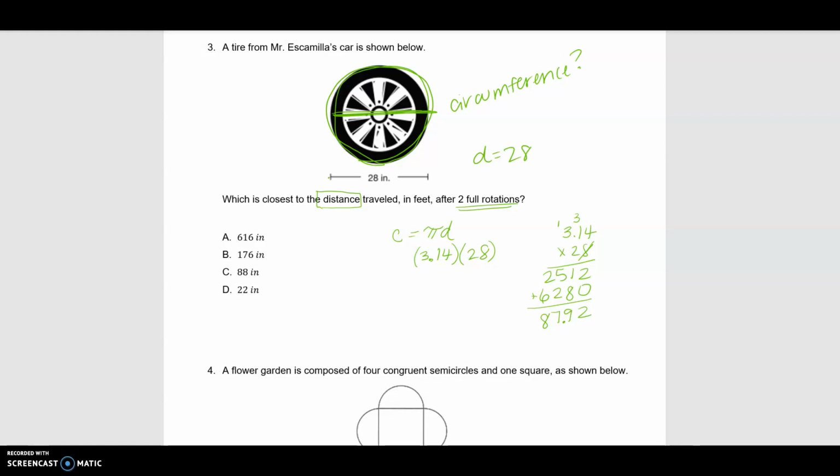I'm going to go back and make sure I'm answering what the question asked me for. It says, what is the closest to the distance traveled in 2 full rotations? Well, this circumference is 1 rotation, so I'm going to go ahead and multiply by 2. 2 times 2 is 4. 2 times 9 is 18. 2 times 7 is 14, plus 1 is 15. 2 times 8 is 16, plus 1 is 17. 2 numbers to the right. So it's 175.84, which is close to 176.